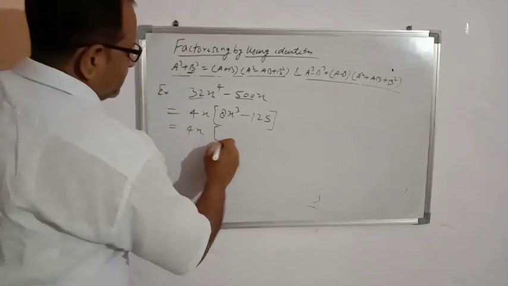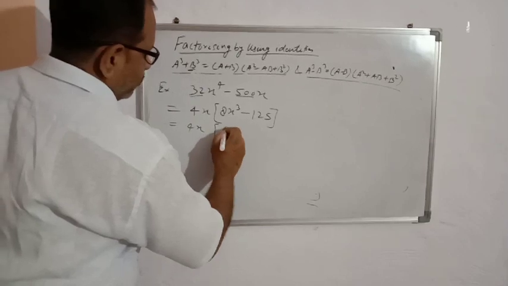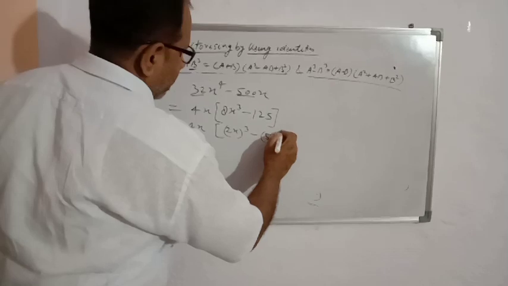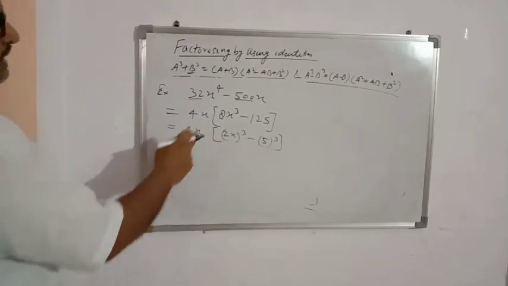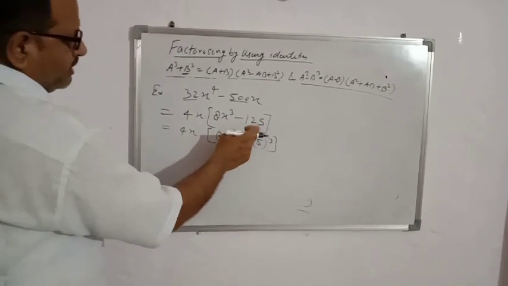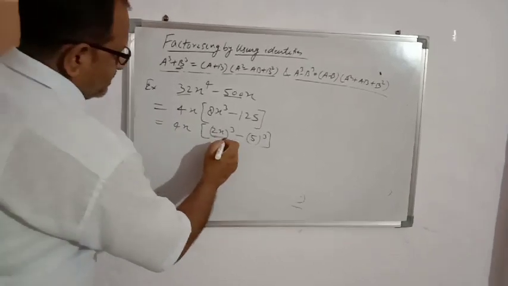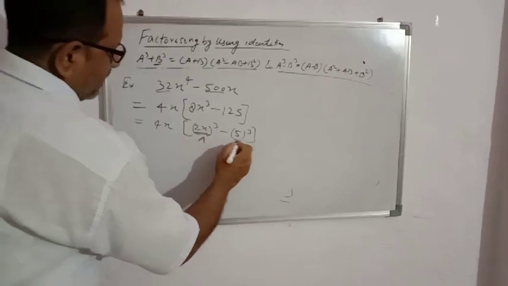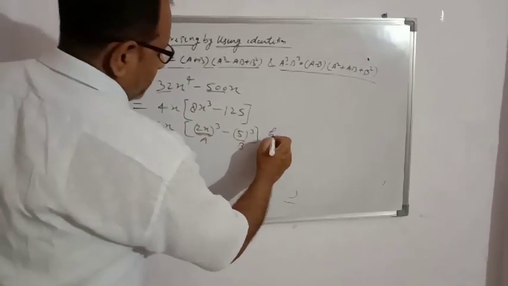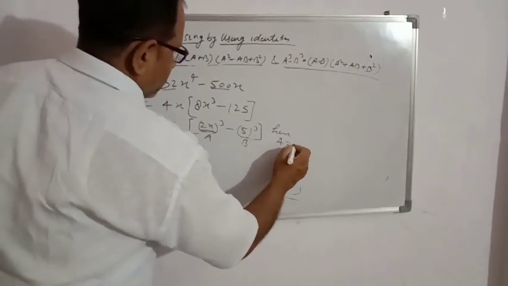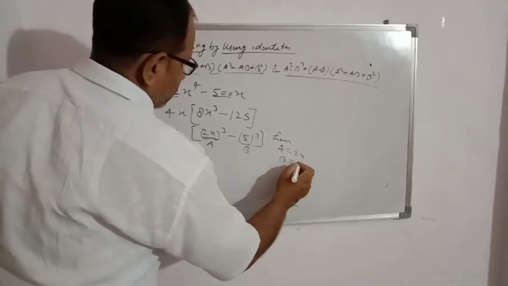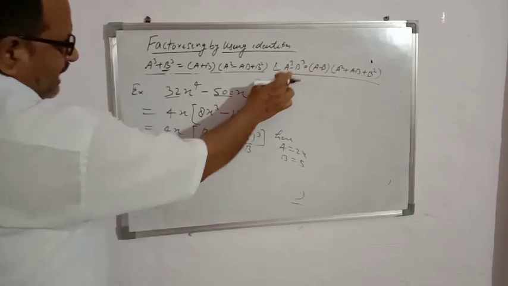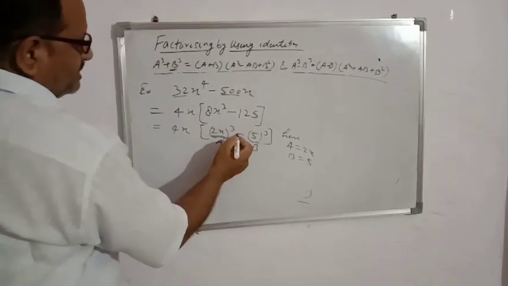4 into 8x cube, we can write 2x whole cube, minus 125, we can write 5 whole cube. 8x cube can be written 2x whole cube and 125 is 5 whole cube. So what is a? Compare with this identity. A is 2x and what is b? B is 5. So here we see that a is equal to 2x and b is equal to 5. We will use the identity a cube minus b cube, because the minus sign is here.